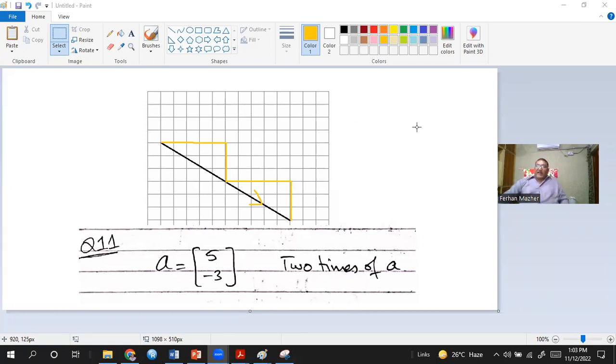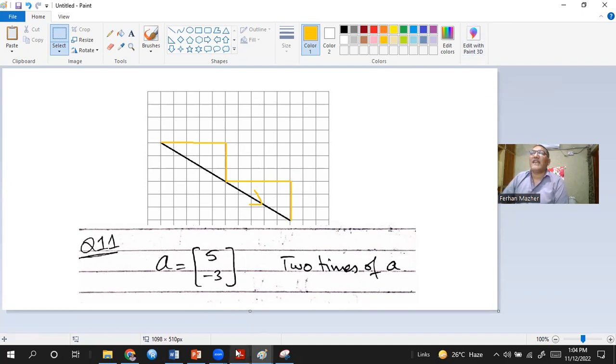Okay, so question number 11, its A part. You have to represent 2 times the vector A. So let's say this is my starting point. So what I will do, I will go five steps to the right, and then three steps down. So that is A. Then again, I will go five steps to the right and three steps down. So that will be another A. So when I join this tail with this head, this starting point, this finish point, that will represent two times the vector A on the grid or graph paper. I hope you understand.